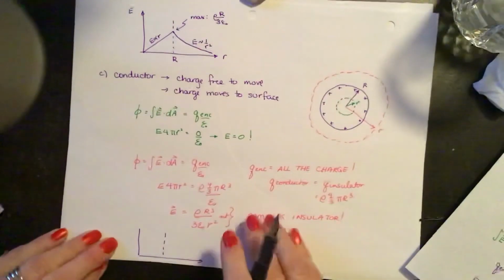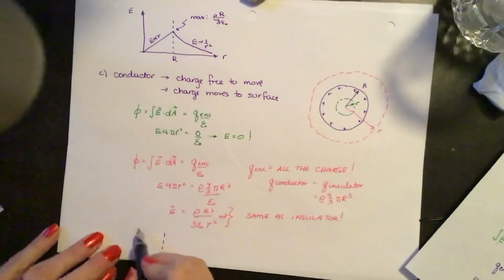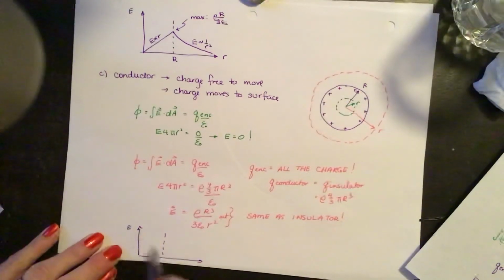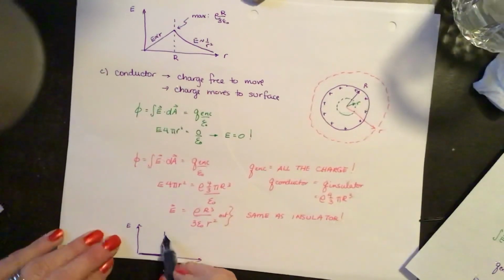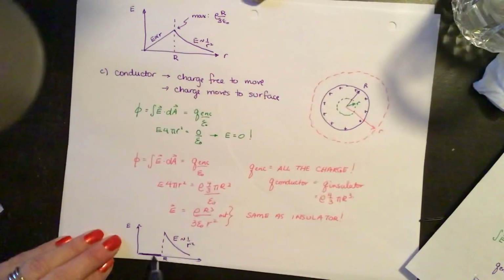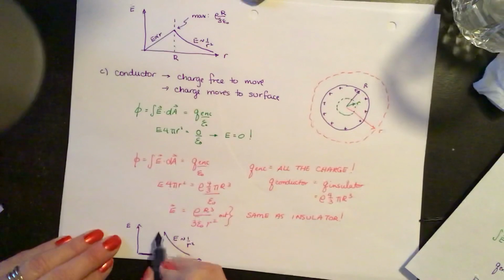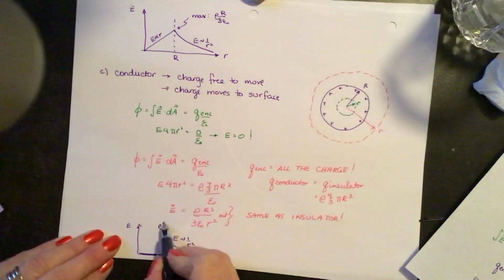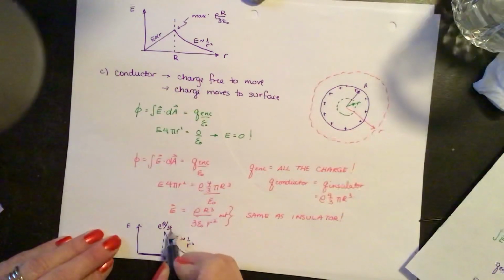If you wanted to make that graph, here's your electric field. When r is less than the radius of the sphere, the electric field is 0. As soon as you get outside, it falls off as 1 over r squared. And at the surface, the maximum value it can have is rho times R over 3 epsilon naught.